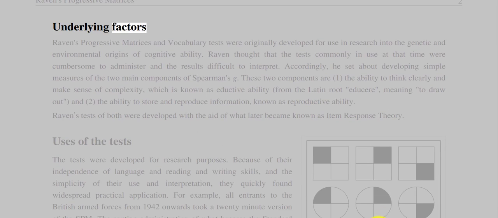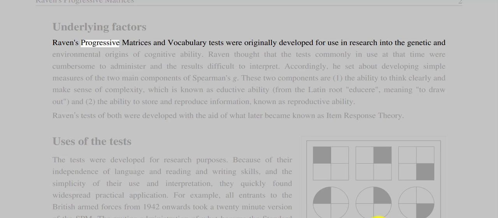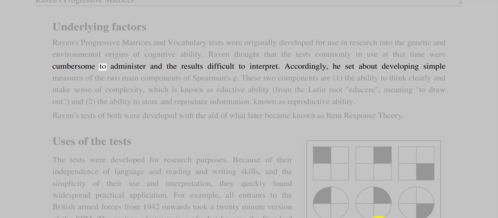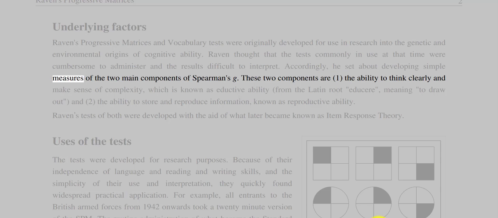Raven's Progressive Matrices. Underlying factors. Raven's progressive matrices and vocabulary tests were originally developed for use in research into the genetic and environmental origins of cognitive ability. Raven thought that the tests commonly in use at that time were cumbersome to administer, and the results difficult to interpret. Accordingly, he set about developing simple measures of the 2 main components of Spearman's g.